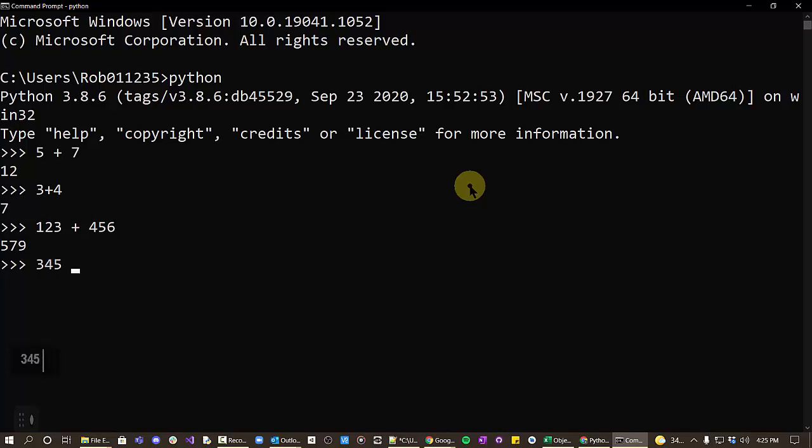Subtraction works the same way. Just put the symbol between the two numbers, and it will do subtraction. If you subtract a larger number from a smaller number, you'll get a negative number.